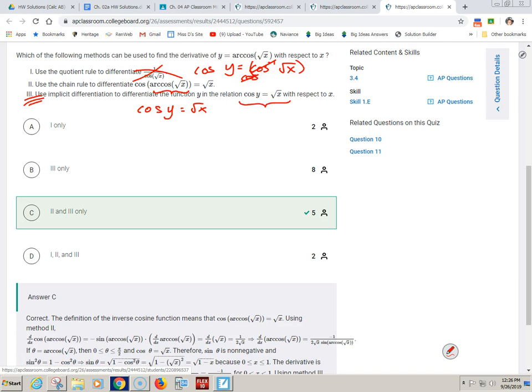The other way of doing it is that you could have done cosine inverse of both sides. And it would have been arc cosine of square root of x is equal to cosine inverse of x. And if you're taking cosine inverse of x, you are differentiating the correct thing. So it was a little bit weird how they wrote that. But anyway, thanks for playing with the multiple choice.